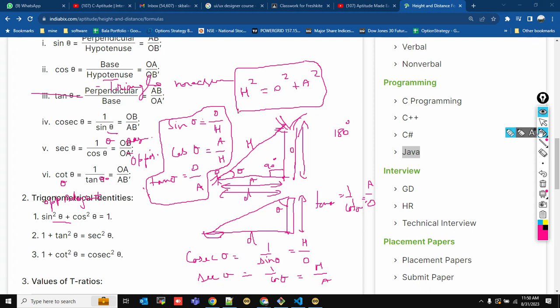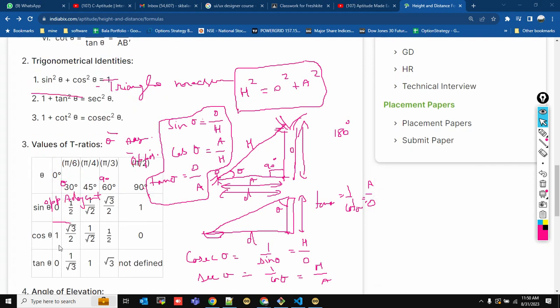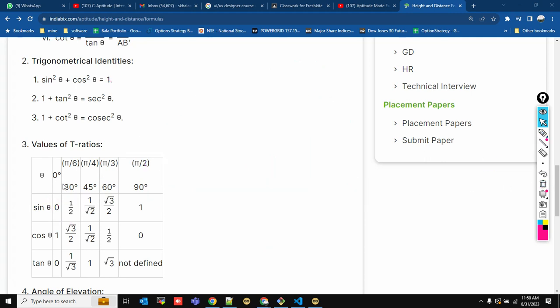Okay, and then what is the value of sine 0? What is the value of sine 30? Okay, this value, there is a formula for how you derive this. But usually I'll just tell you briefly how you can derive this formula, right?